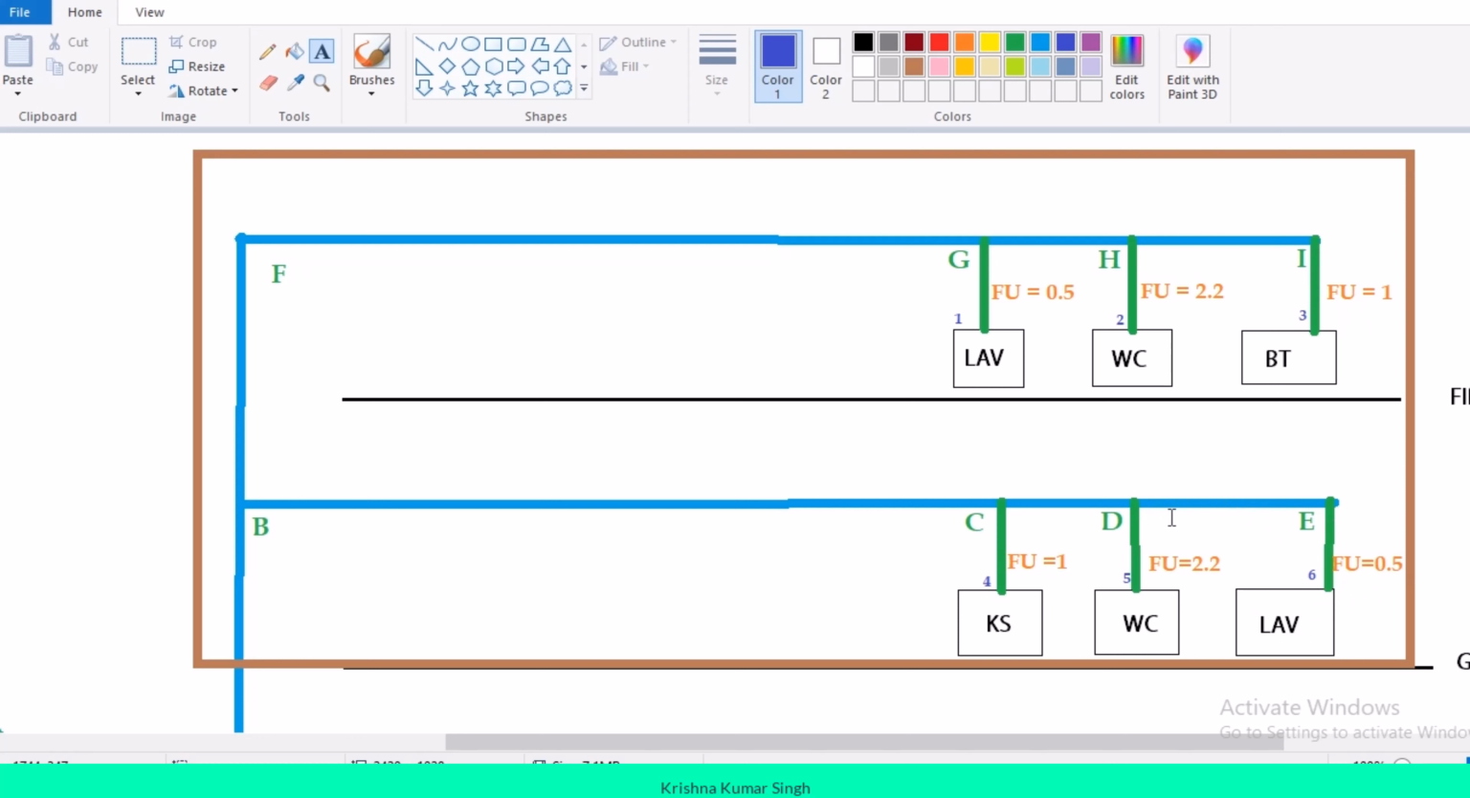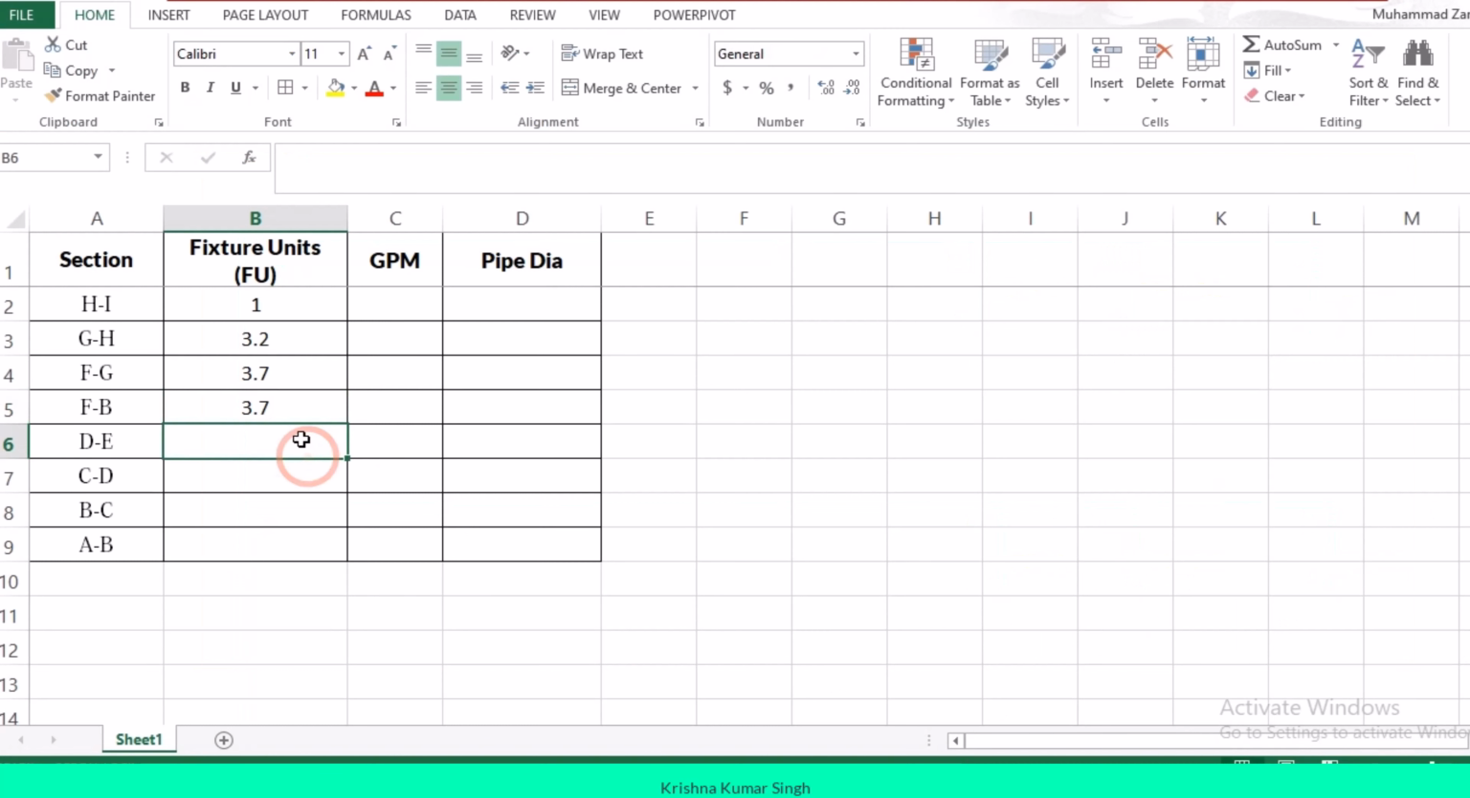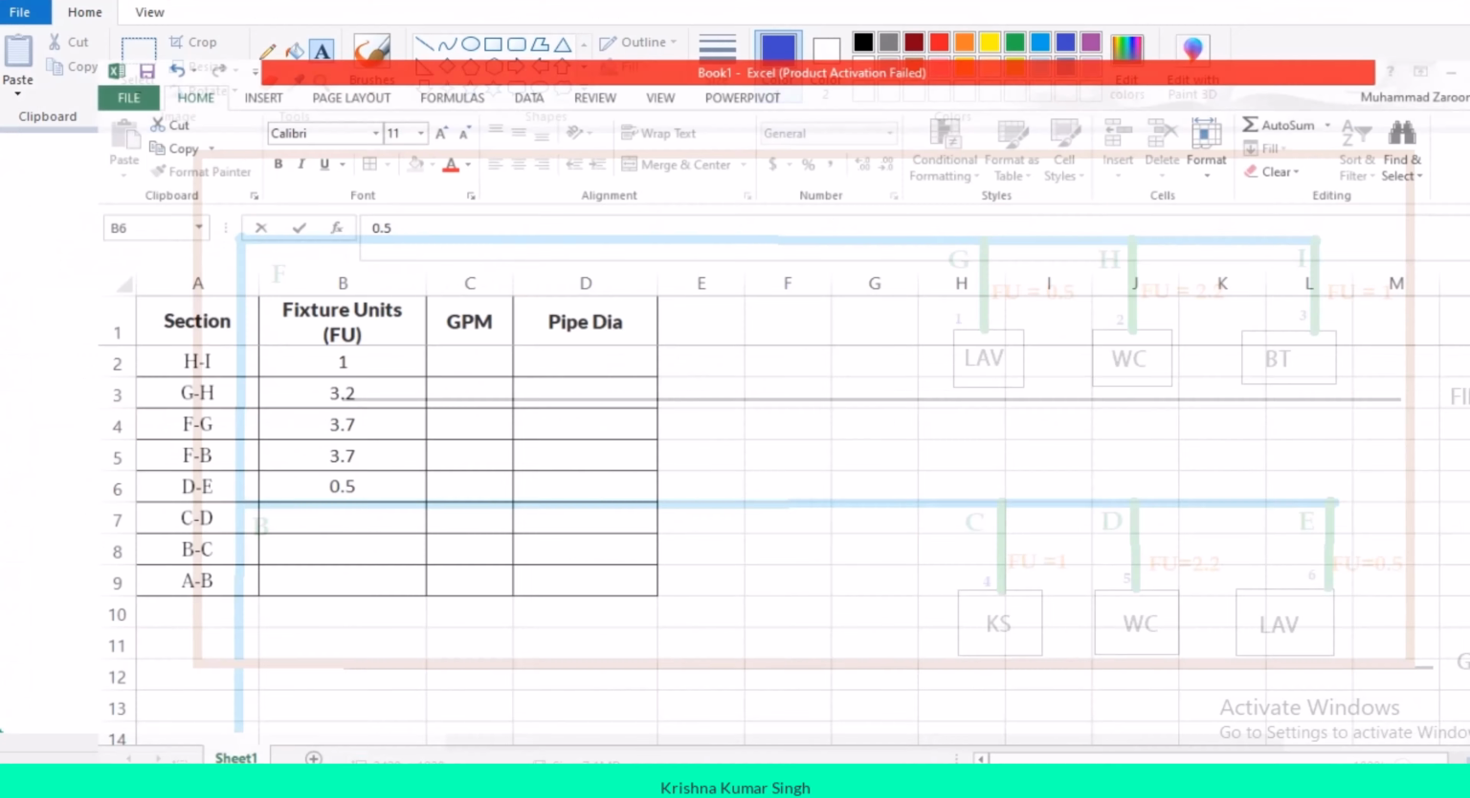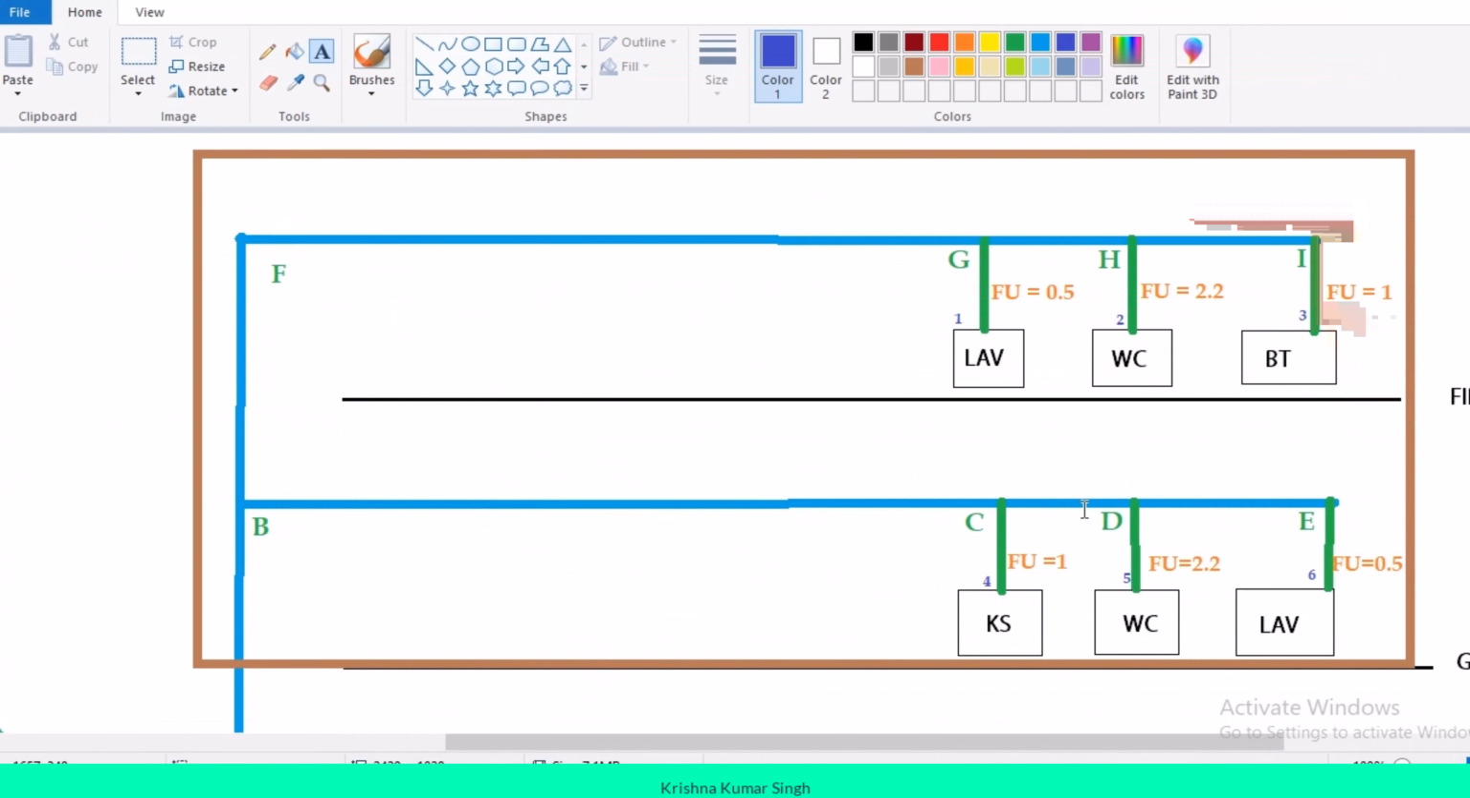So this DE section of pipe is basically feeding 0.5 fixture value. So it means there will be 0.5 fixture value for DE. DE is 0.5. Similarly, the CD section is feeding these two fixtures with 2.2 and 0.5. So this must have 2.7 fixture value, 2.2 for this one and 0.5 for this one. So the total CD fixture unit value will be 2.7.